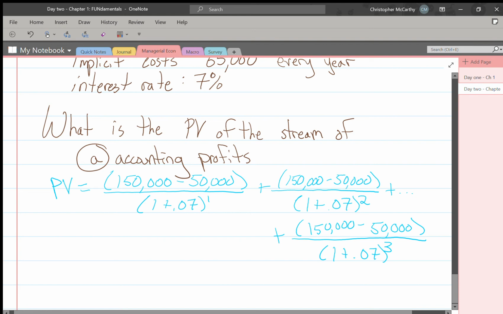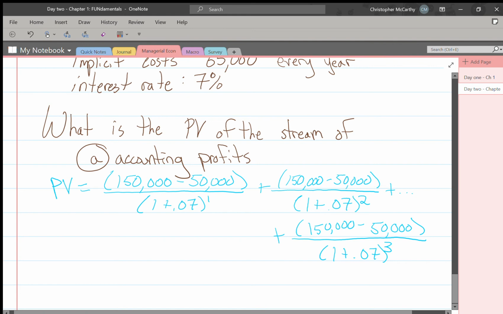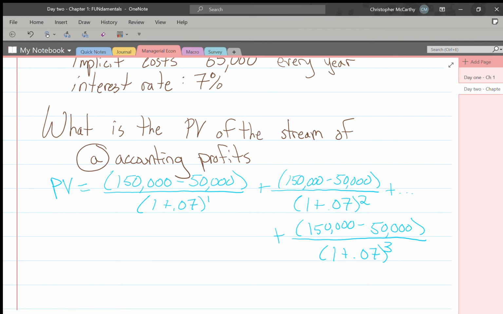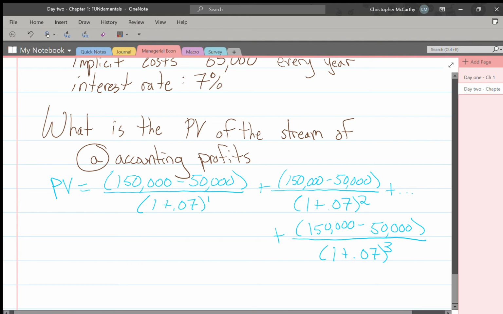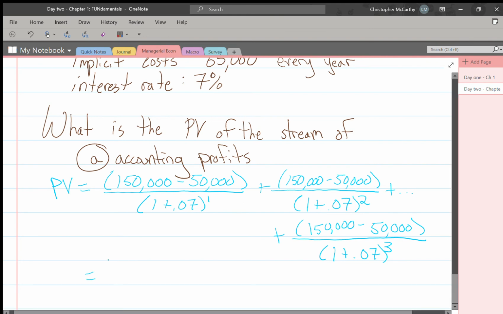All right, looks like everybody's done. You should have got something like this. The present value of the stream of accounting profits is going to be those yearly accounting profits divided by 1 plus the interest rate to whatever that year is, however many years away we're pulling those future values into the present from. We can plug it into Wolfram Alpha, but to save us some time, this ends up being $262,431.60.